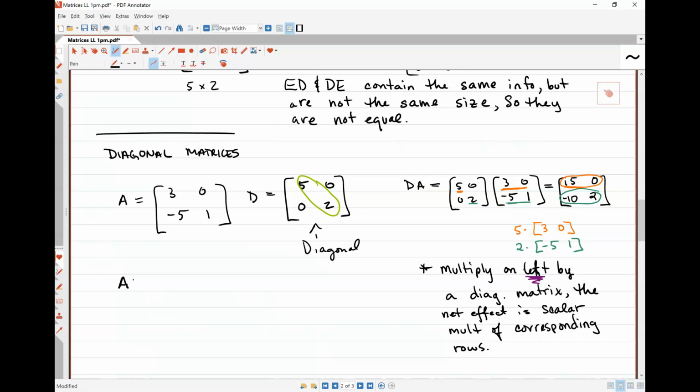So if I take A times D now instead of D times A, work it out. We're going to take 3, 0, multiply it by 5, 0. So we're going to get 15. And then here we're going to get 0, 0. That'll still be 0. And then for this one, we're going to get negative 25, 0. So this is negative 25. And this will be 0, 2.